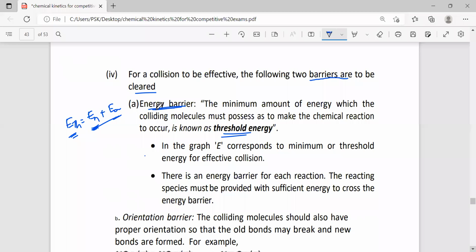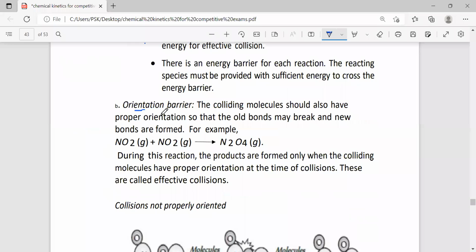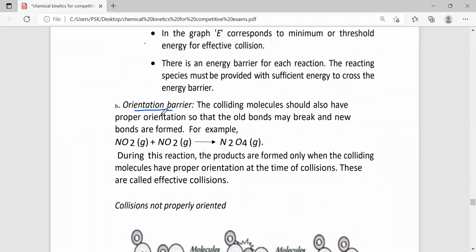The second one is the orientation barrier. You know what is orientation? Orientation is the arrangement of atoms or groups of atoms in space. All these molecules have structures. In a molecule, the atoms are spaced in a three-dimensional representation. So proper orientation means proper arrangement of atoms in a molecule in three-dimensional space. If the molecule has to undergo effective collision, it has to overcome something called the orientation barrier.